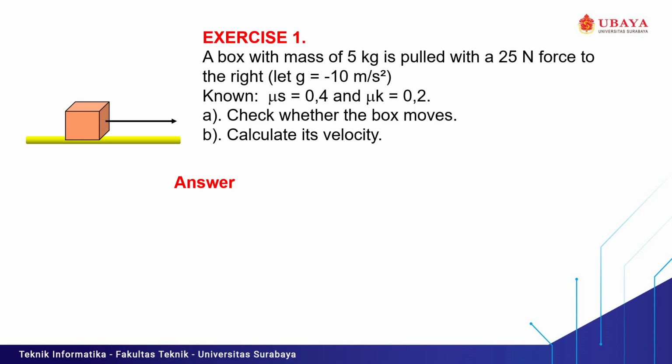A box with a mass of 5 kilograms is pulled with a force of 25 Newtons to the right, and let g equal negative 10 meters per second squared. We know that mu s, the coefficient of static friction, is 0.4, and the coefficient of kinetic friction is 0.2. Now we are asked: A, check whether the box moves or not. And B, calculate its velocity.